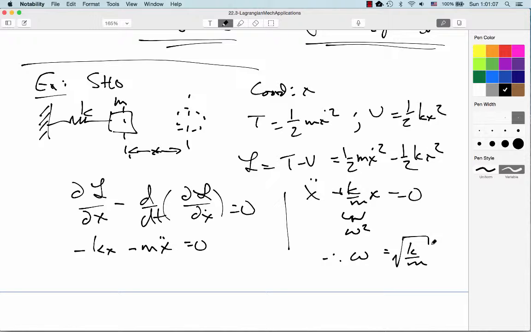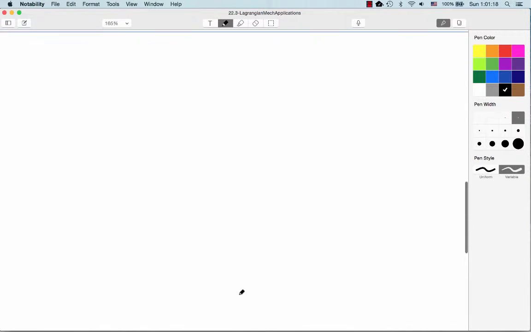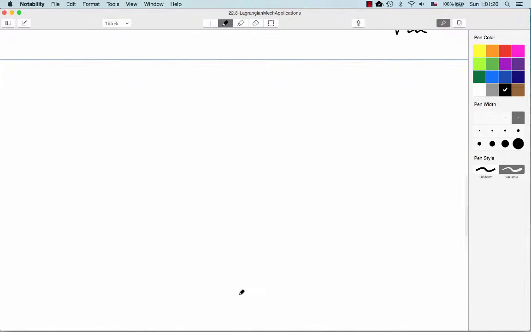All right, so those, you could argue maybe it's a little faster than doing it with Newton's second law. But where the Lagrangian equations of motion really shine is when you start getting to things that are uglier.